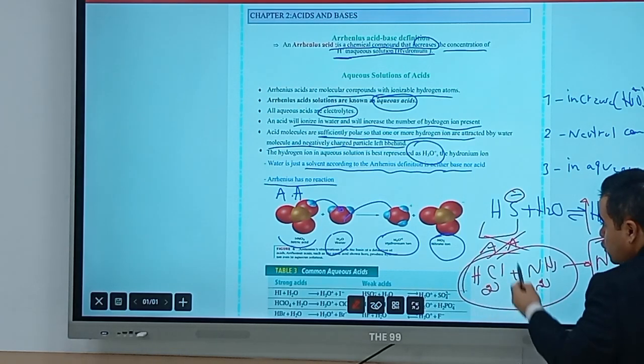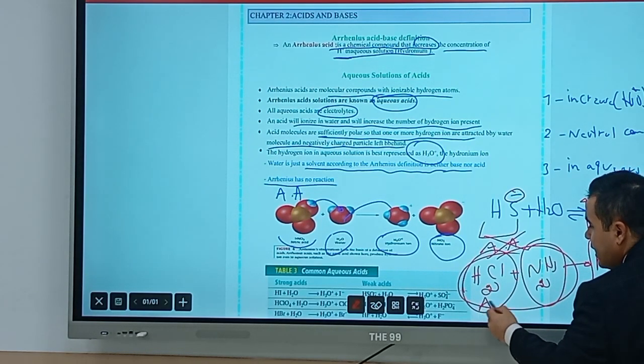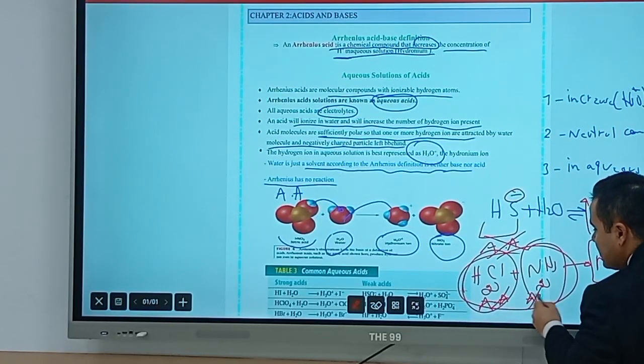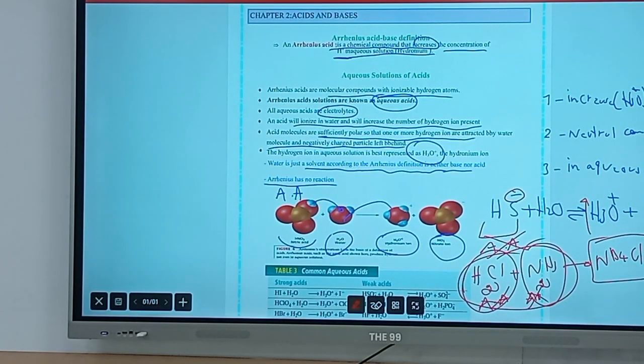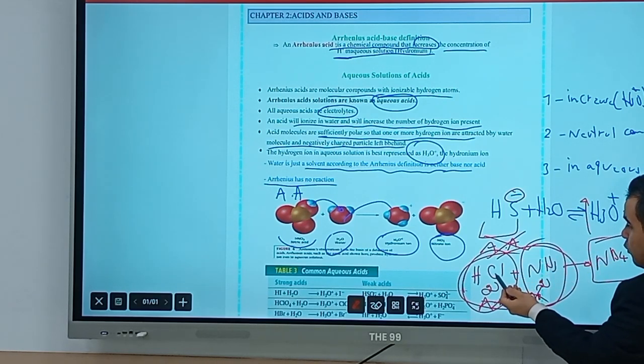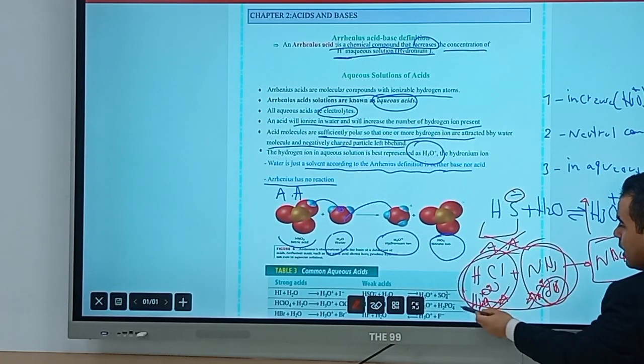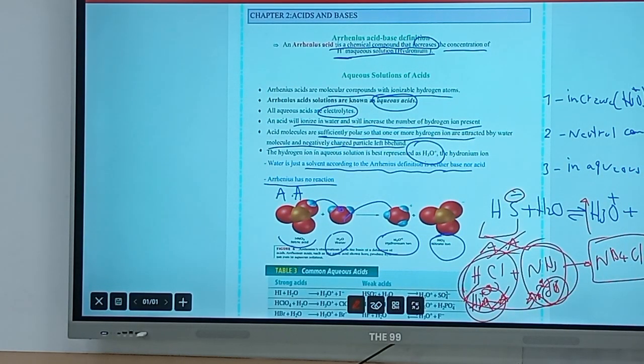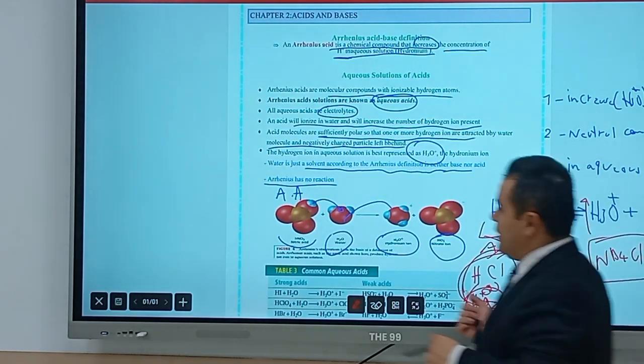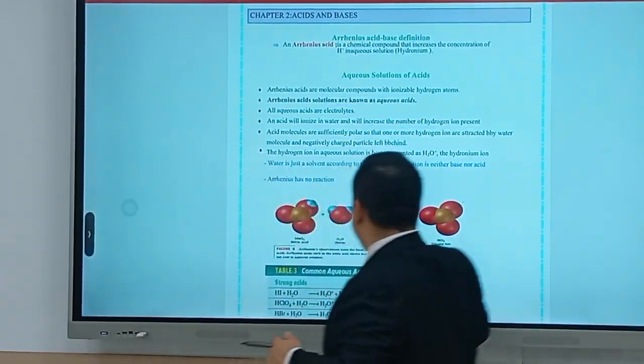These two are not Arrhenius acids or Arrhenius bases. Why? Because the medium of the reaction is not an aqueous medium. Separately, this one will increase the hydronium and that one will increase the hydroxide, but neither of these two is classified as an Arrhenius acid or Arrhenius base, because it is not in aqueous medium.